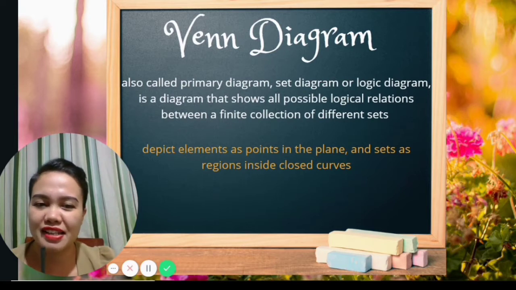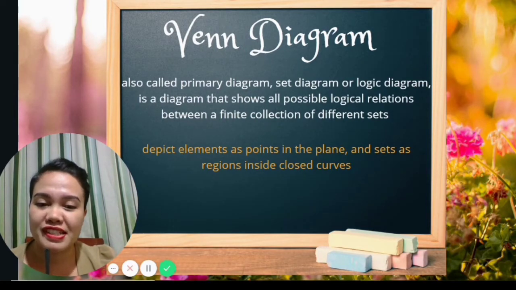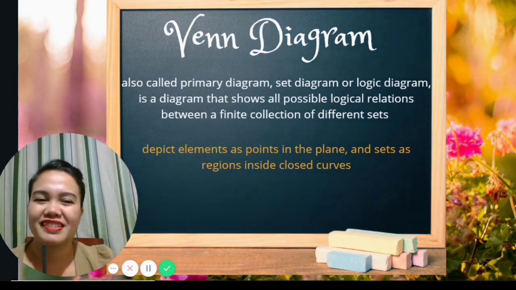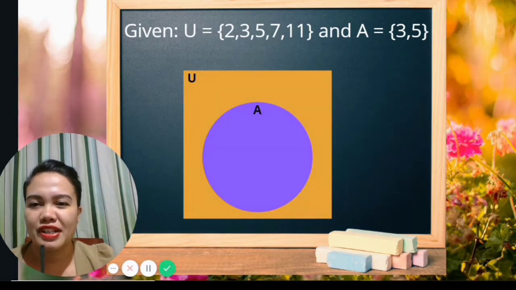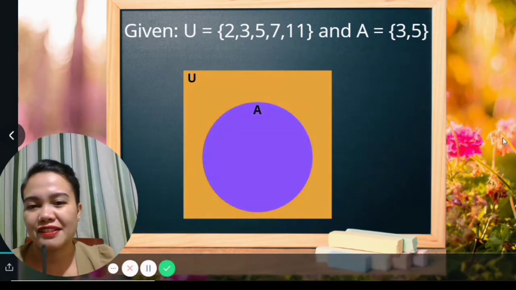You may actually use any shapes, but in most cases, for the plane, which would represent the universal set, we will be using a rectangle. And for the subsets, we are going to use circles for the closed curves. Okay, so let's go. Now, let's try to illustrate the given. Here's a universal set with the elements 2, 3, 5, 7, 11, and a subset A with elements 3 and 5. How are you going to put these elements inside this Venn diagram?